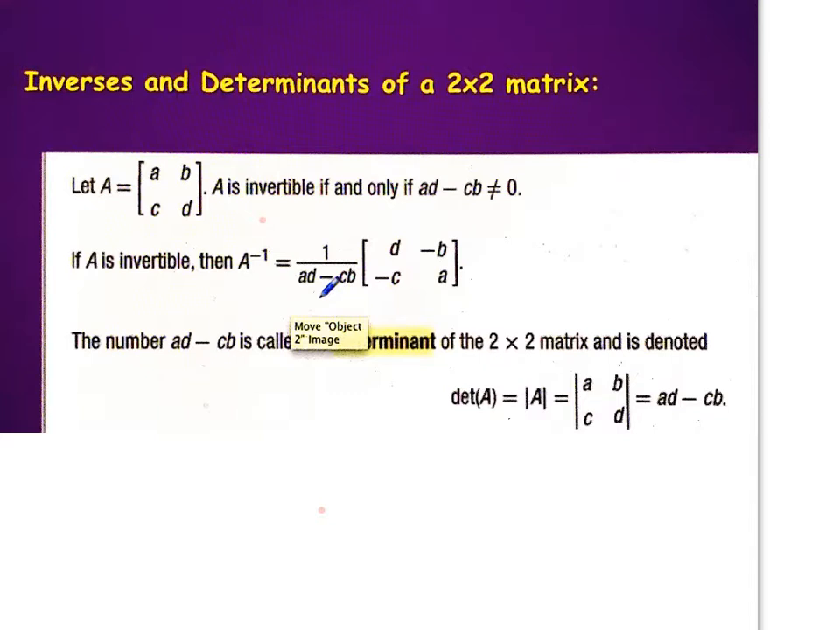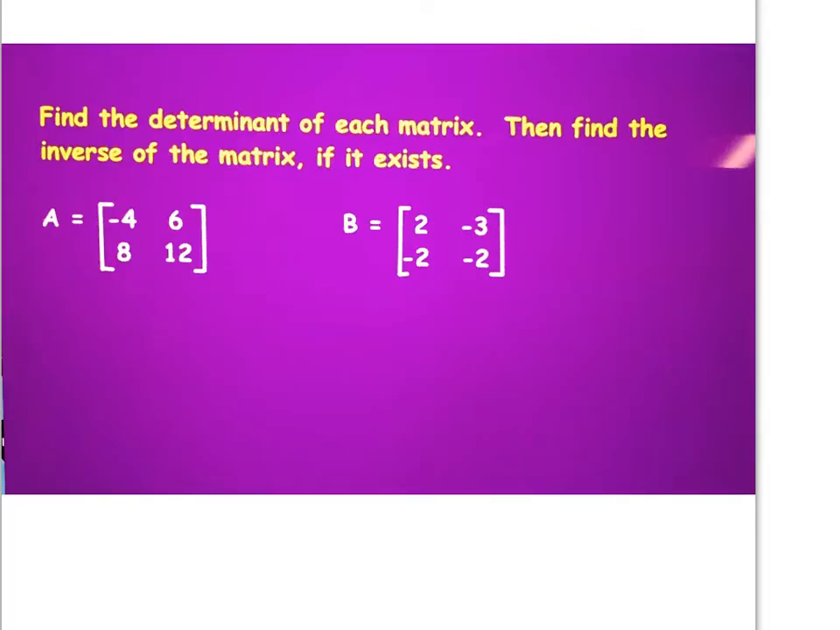But the steps are you find the determinant first. That's what this is. That's called the determinant. Then you flip the determinant right there. Then you switch places with the first and fourth term. You change signs on the second and third. Sorry about that. That was a lot. Let me just show you. All right, here we go.